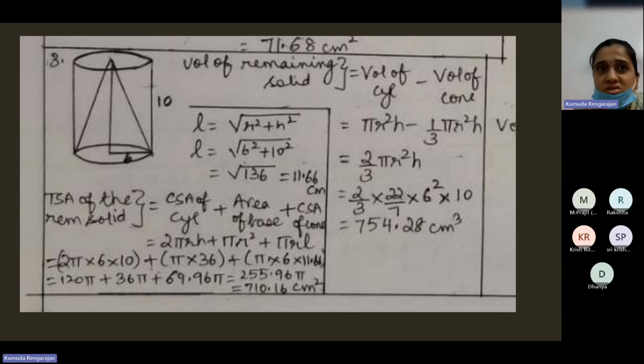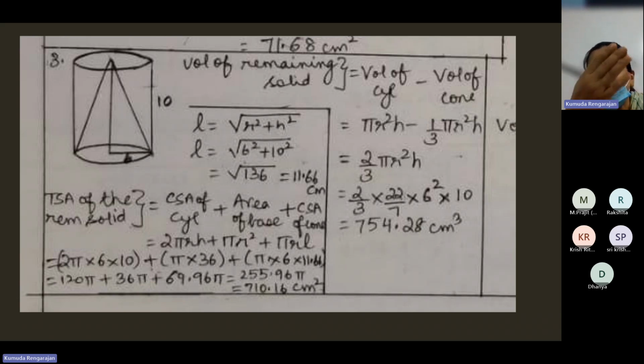a cylinder has 2 circular ends. With the cone, 1 circular end is gone. When a cone of the same radius and height is removed from the cylinder, one circular face goes away with the cone. So the other circular face of the cylinder is intact.